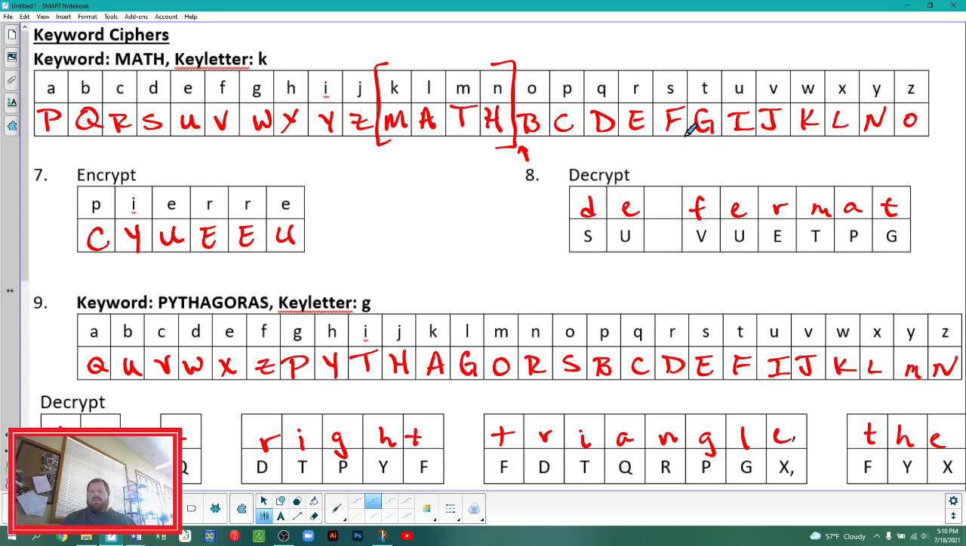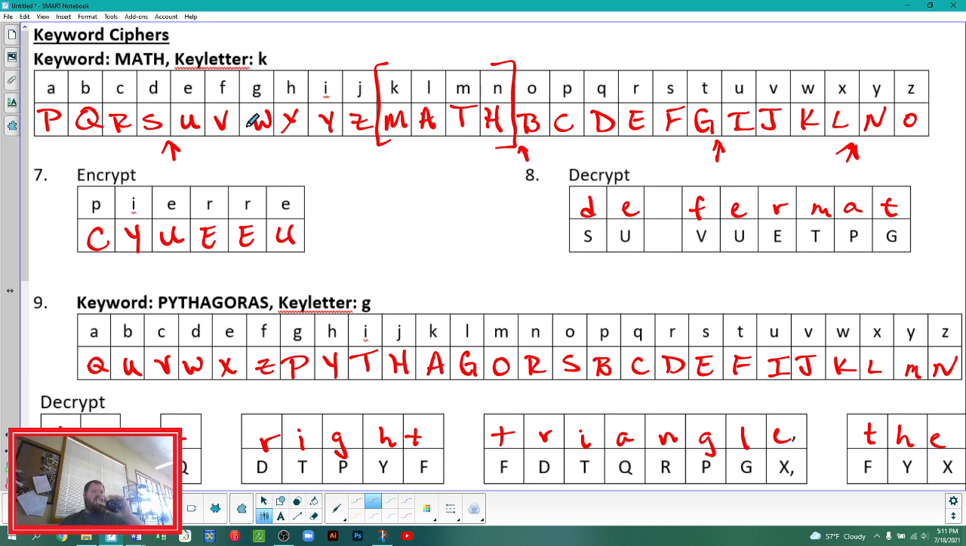I also skip letters like H. I skip M. I skip T. So all those letters got skipped because they are used in the word math. And then I write the rest of the alphabet. Pierre gets encrypted as CYUEEU, and the decryption ends up being Fermat, or de Fermat. The mathematician's name is Pierre de Fermat. He had a lot of theorems that were crucial in calculus and beyond.